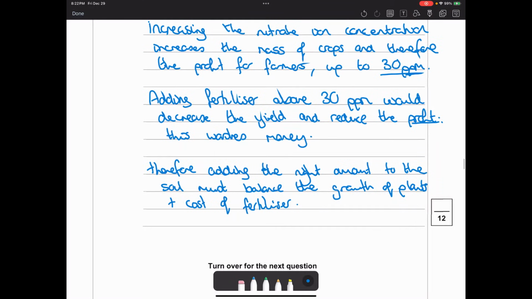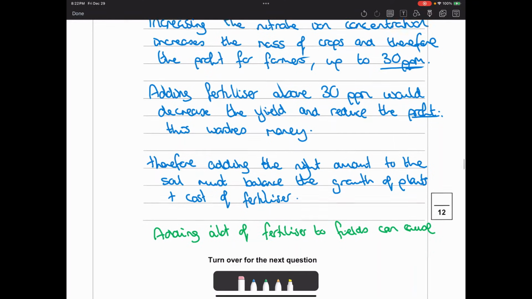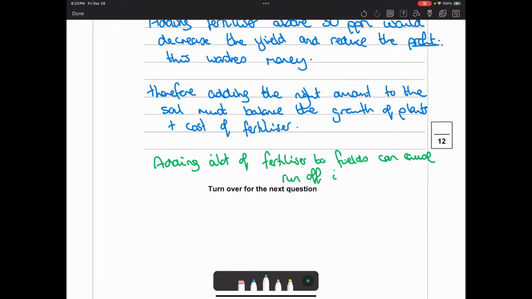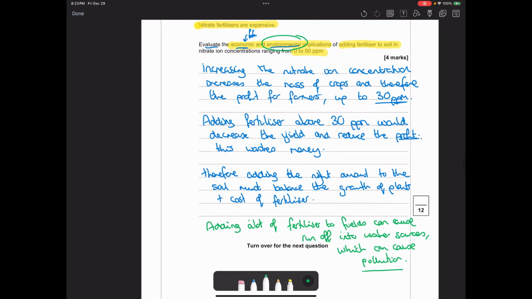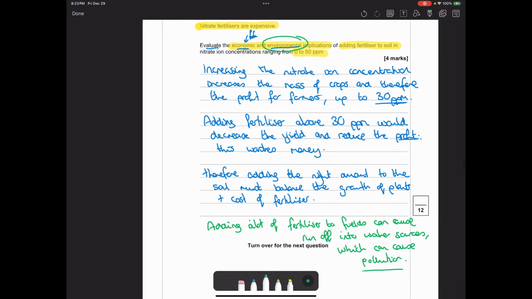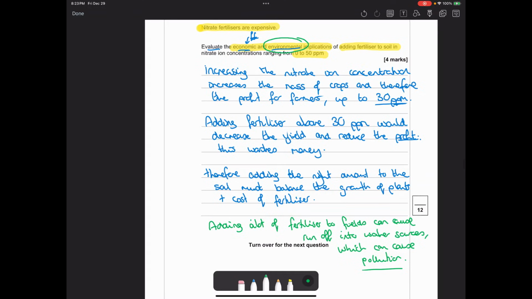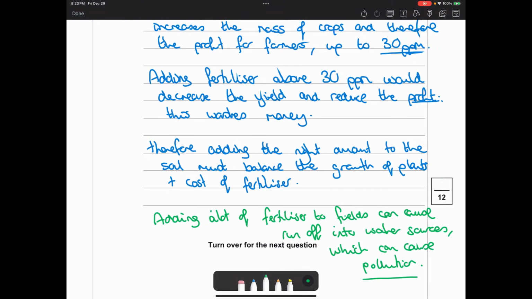Well, what's the issue of adding too much fertiliser? Adding a lot of fertiliser to fields can cause runoff into water sources, which can cause pollution. Now, you don't need to rewrite about eutrophication on this answer because you've already got enough points. It's not asking you to explain that. That was on the previous question. But it's just saying, generally, obviously adding too much fertiliser would then cause environmental impacts again. And that's the end of question 4.